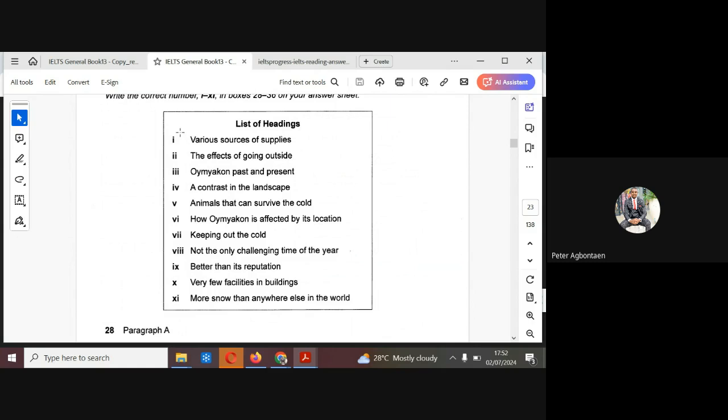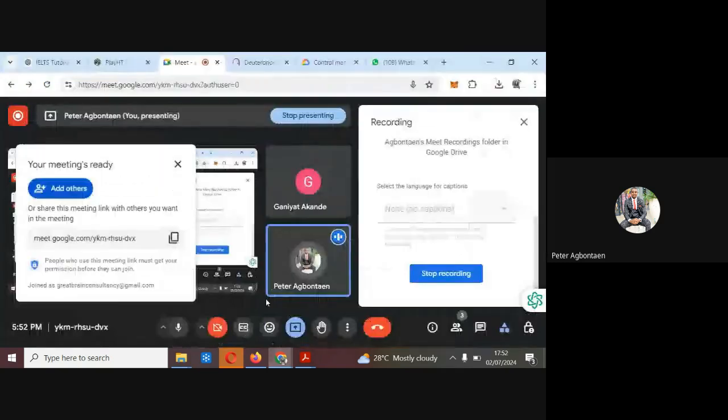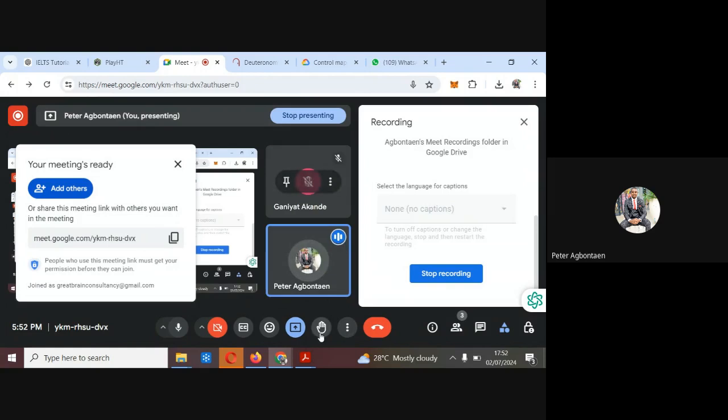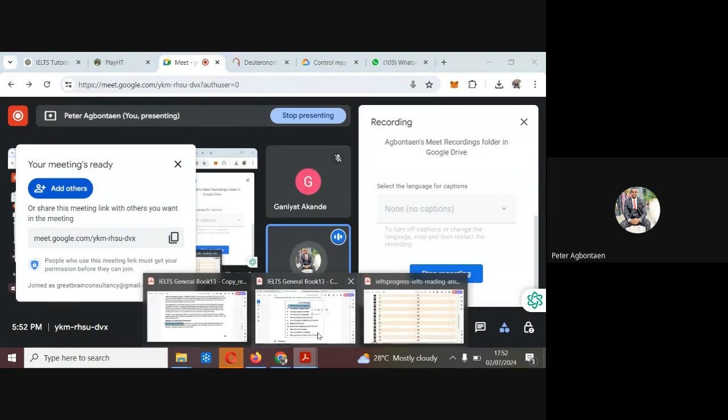So for example, here you have various sources of supplies. Now, the implication is from paragraph A to paragraph I, there's most likely a paragraph whose main idea is various sources of supplies. There's most likely a paragraph that the major thing it is talking about is various sources of supplies.